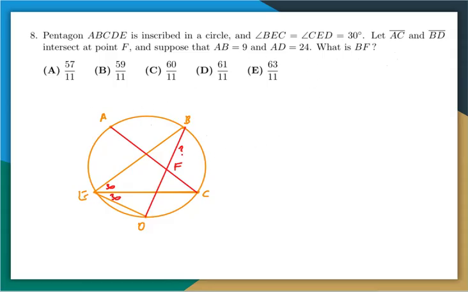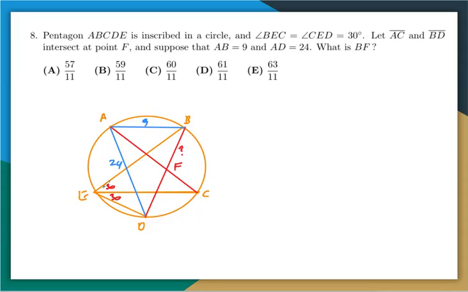AD is also given. Oh my goodness, the given information is really not close to each other. So okay, this is AD, and then AB is also given. So this is 9, and then this is 24.